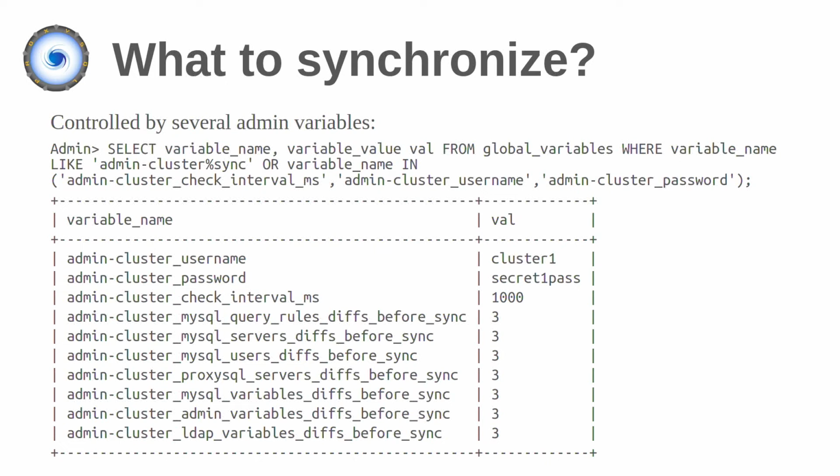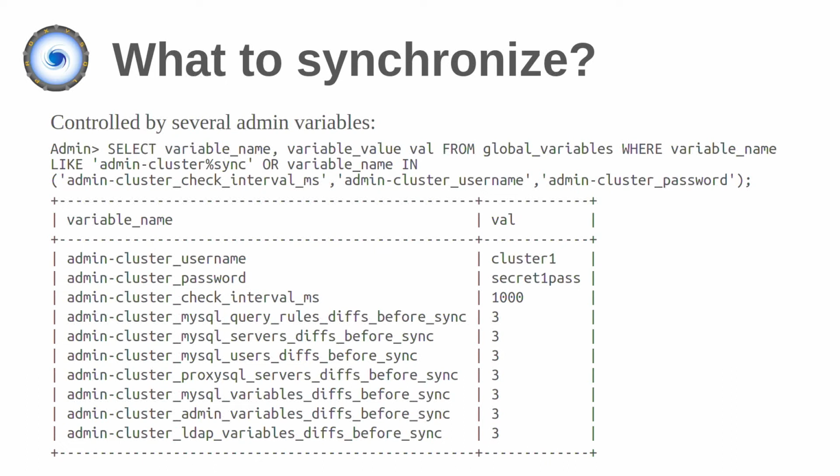Because of how ProxySQL cluster works, each node will have to connect to the admin interface of the other node. So of course, to connect, they need credentials. Here you have the username and password as part of the admin variables. Also, they are going to check each other at regular intervals, so there is a variable that defines this interval. In this case, and this is also the default, they check each other every 1000 milliseconds, which is 1 second.